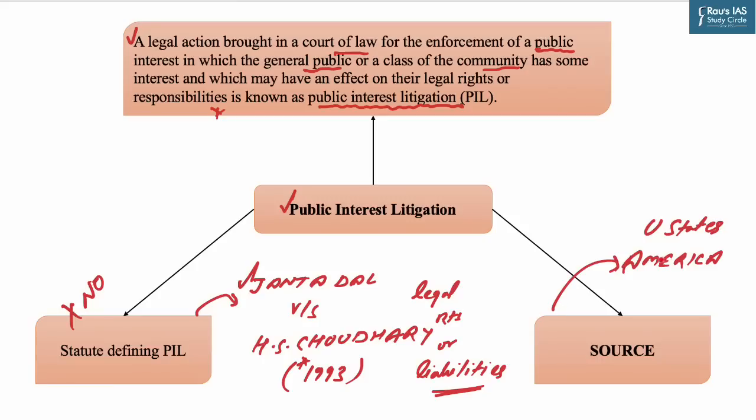Now another question that arises is, what is the source of public interest litigation? The United States of America was the source of the term public interest litigation, which was intended to provide legal representation to previously unrepresented groups such as disadvantaged members of racial minorities, unorganized consumers and individuals who were enthusiastic about environmental issues among others.